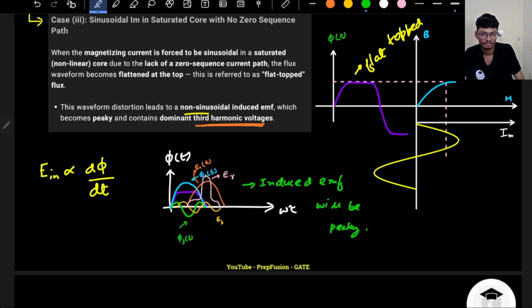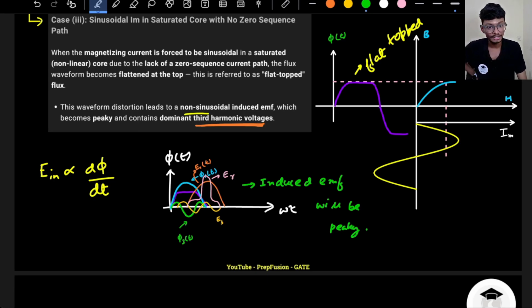Okay, these are the main things that you need to keep in mind. But remember, all these are theoretical points. Practically both will contain harmonics, both the induced flux and the magnetizing current, right? I'm saying it over and over again.